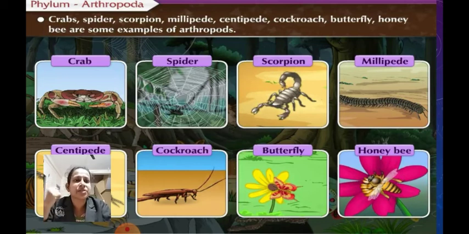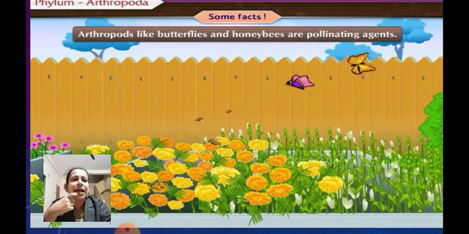You can see all the segments on their body. Everybody has segments on their body. Fine. So these are all examples of the arthropods. Now let us see some amazing facts about this.